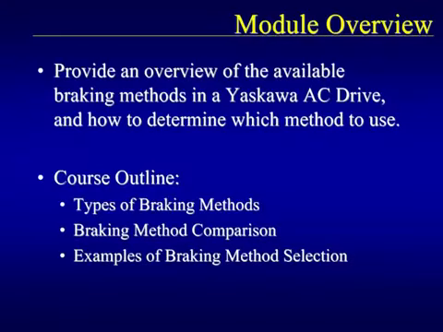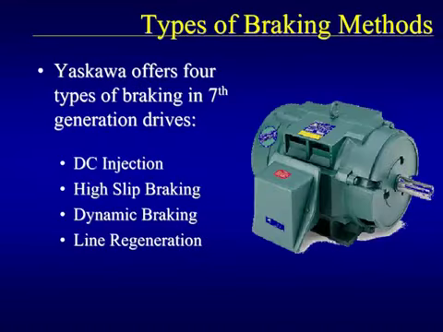This e-learning module will provide a basic overview of the available braking methods in Yaskawa AC Drive and show you how to determine which method to use on your application. During the course, we will cover three main topics: an overview and description of each braking method, a side-by-side comparison of each braking method, and finally, examples of braking method selection to show you how to determine the best method for your application. Four types of braking methods are available in the 7th generation Yaskawa Drives: DC injection, high-slip braking, dynamic braking, and line regeneration.